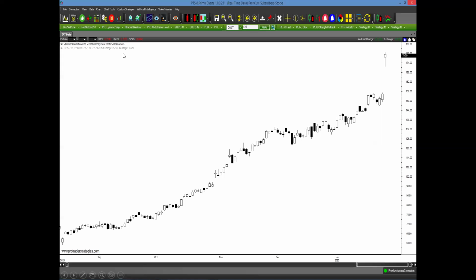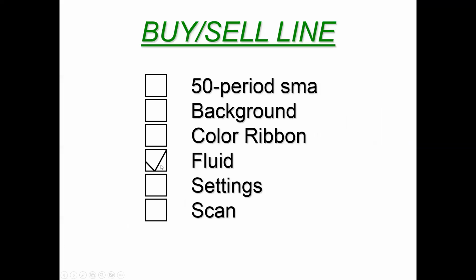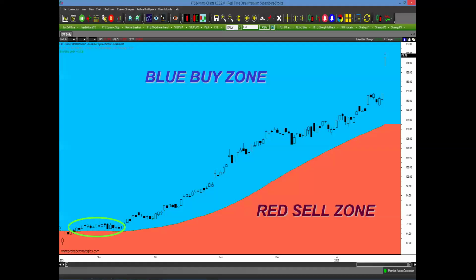Once again, on our green strategy tab, simply go to the far left where it says buy, sell, because this will tell you whether you should be a buyer or a seller. Click it on, and we have 4 different ways to view this. Let me share with you a couple of ways. Click on fluid, and the screen automatically changes colors, okay?